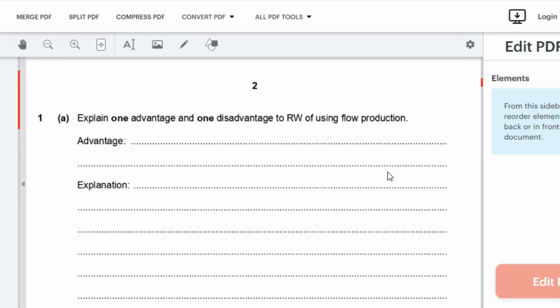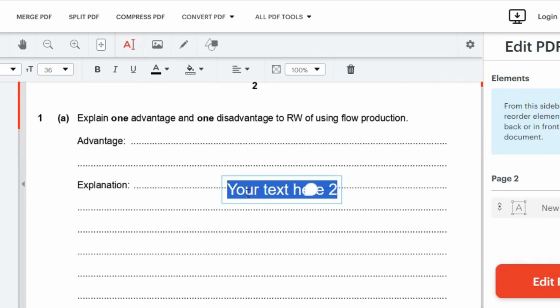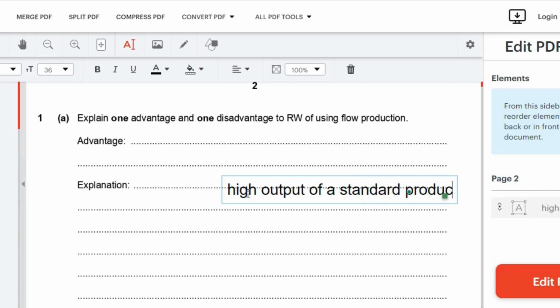The first advantage of using flow production is high output of a standard product. Let's try this out. High output of a standard or quality product. One advantage of using flow production is the high output of a standard product.